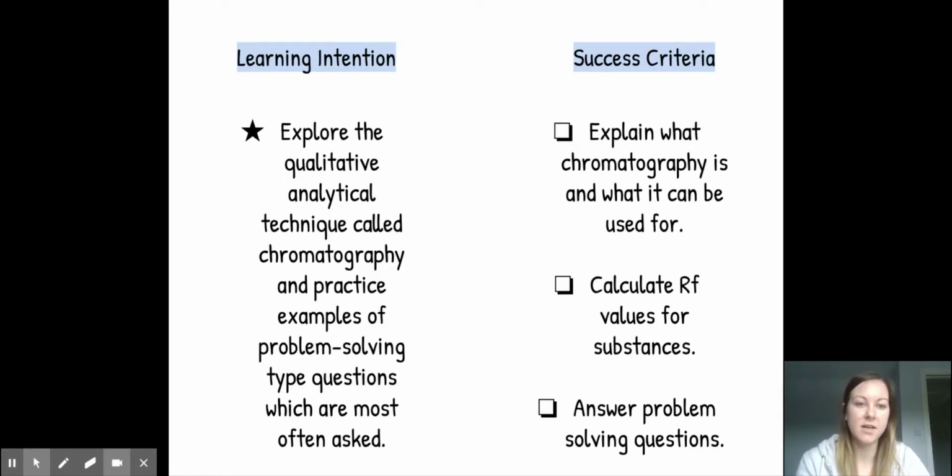Our success criteria are to explain what chromatography is and what it can be used for, to calculate RF values, that's retention factor values for different substances, and to answer some problem solving questions.